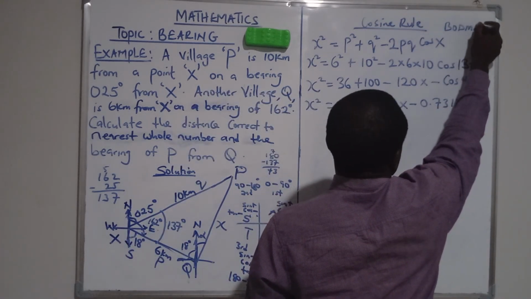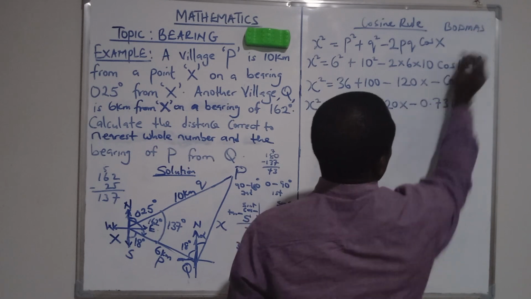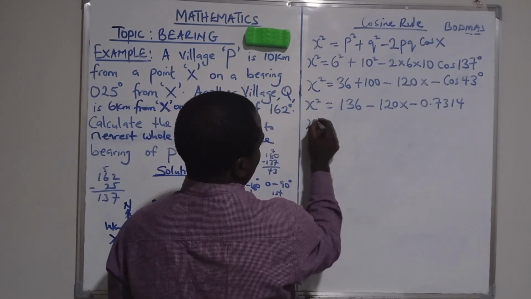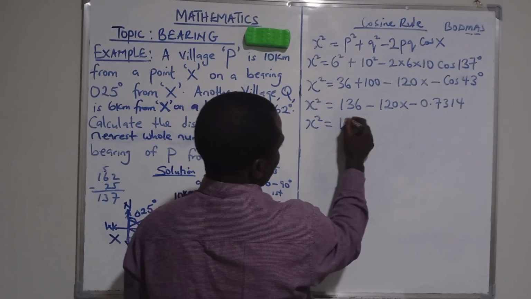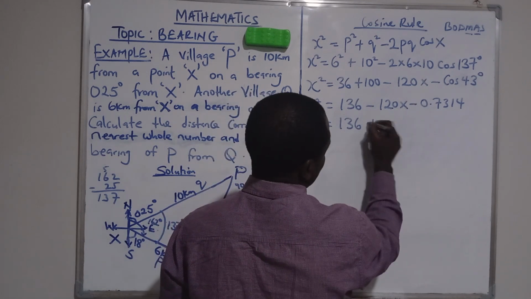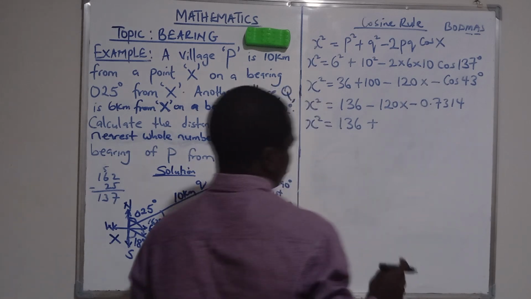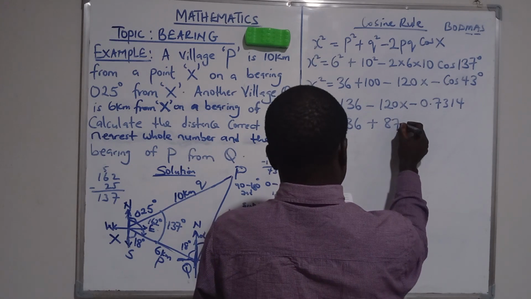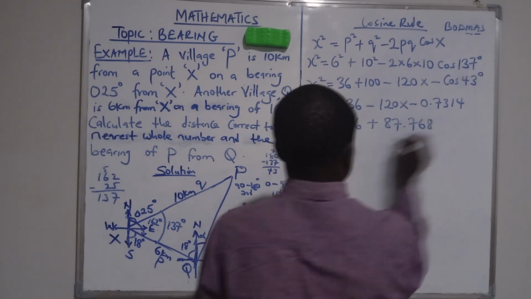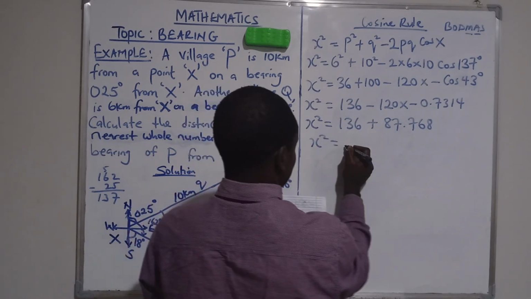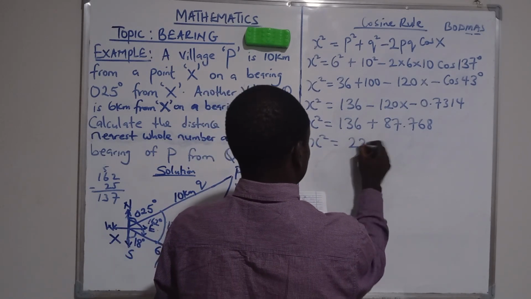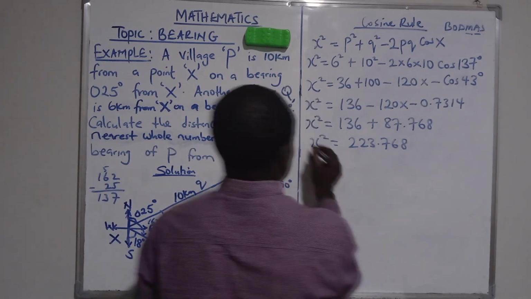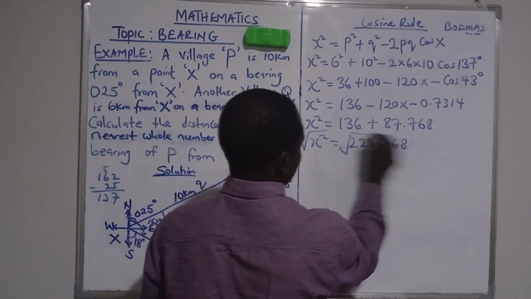Let's use BODMAS. In BODMAS we deal with multiplication before addition. Then x squared equals 136, and negative times negative is positive, 120 times 0.7314, which gives 87.768. When you add it together, x squared equals 223.768. Find the square root of both sides.